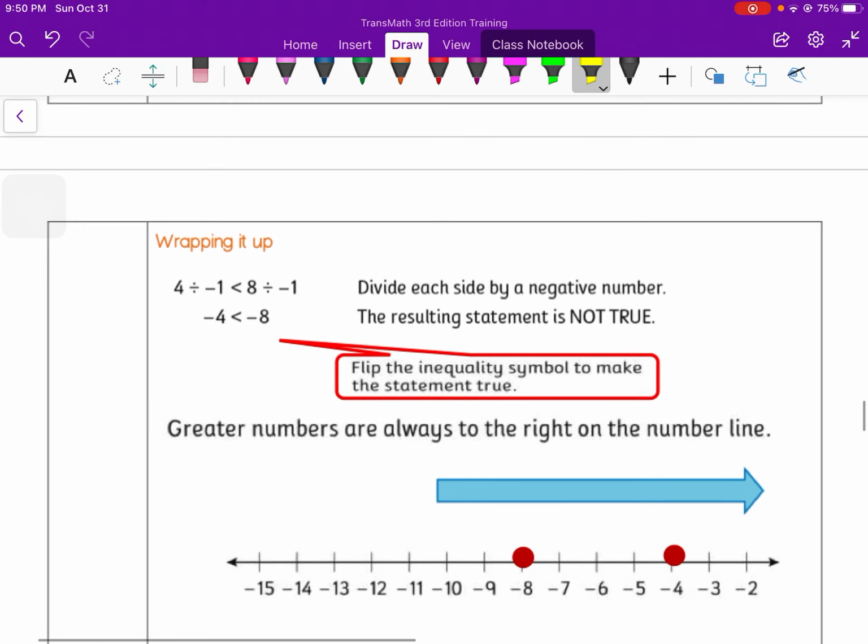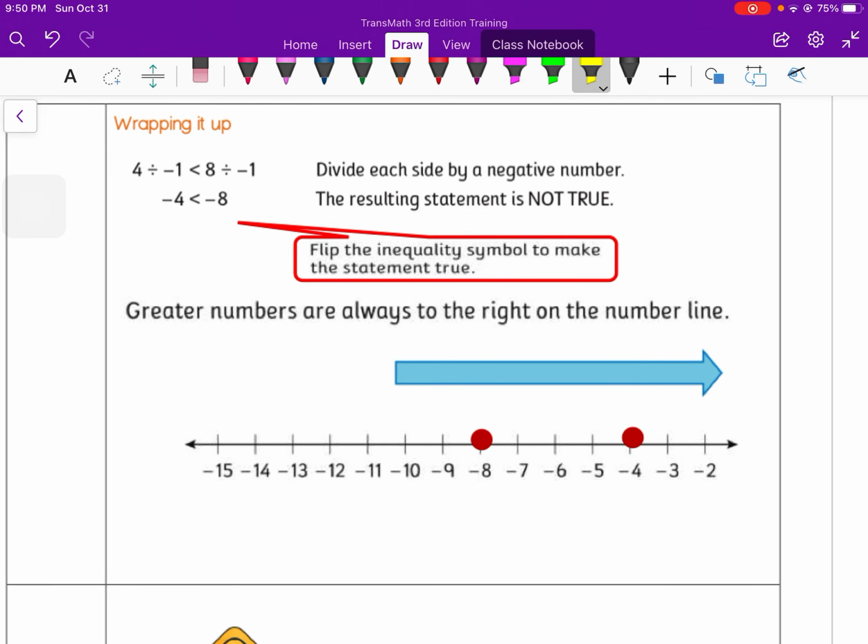All right? So wrapping it up. If you divide each side or multiply by a negative number, the resulting statement is not true. So then you have to flip the inequality sign around to make it true. Greater numbers are always to the right on the number line. So just remember that when you're looking at negative numbers, the further to the right they are, the bigger they are. So negative 4 is greater than negative 8 because it is closer to 0. It's more to the right.